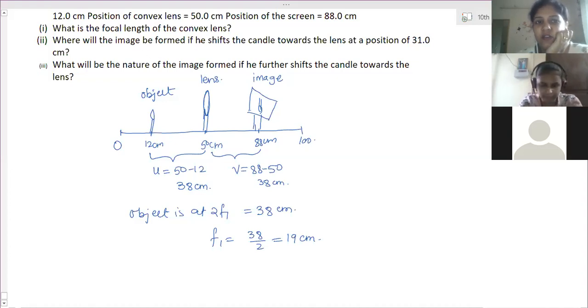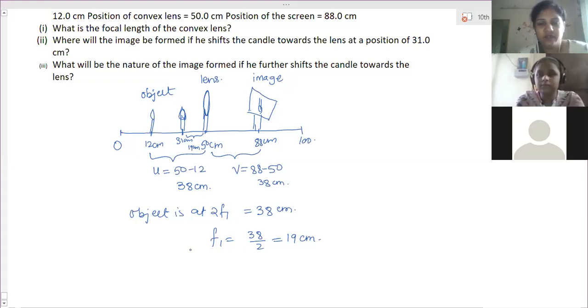Where will the image be formed if he shifts the candle towards the lens at a distance of 31 centimeter? So here now he has placed at 31 centimeter if the candle is shifted. So that means what is the distance now? 19 centimeter. What is the focal length? 19 centimeter. Now object is at 19 centimeter. So where will the image be formed? Infinity. When the object is at focus, image will be at infinity.